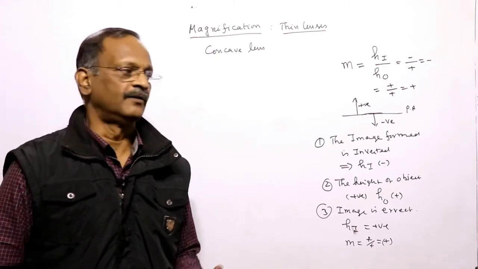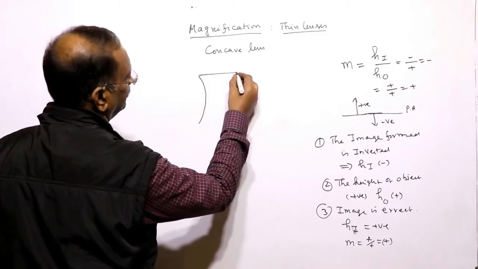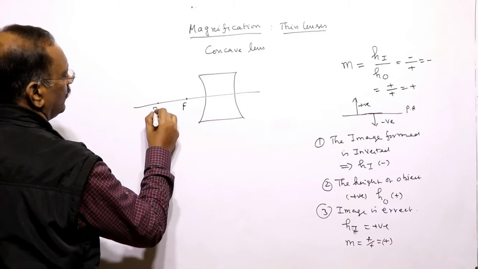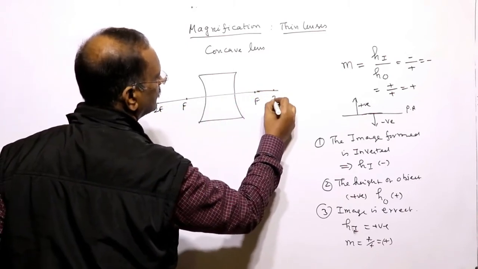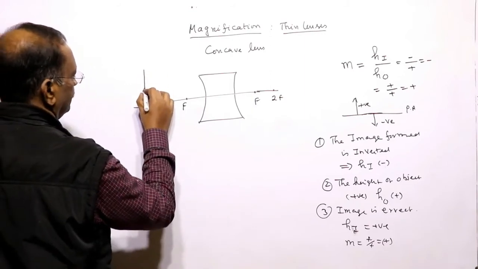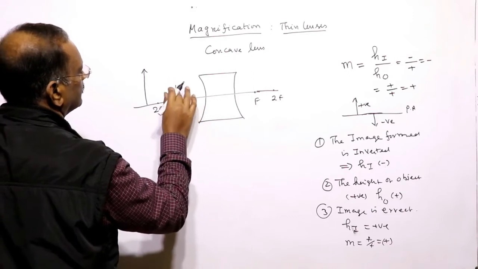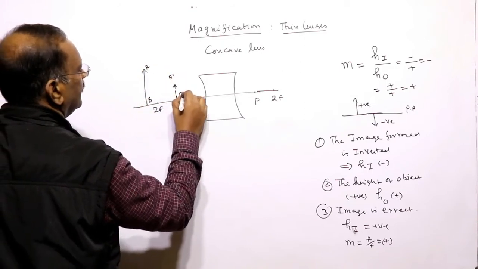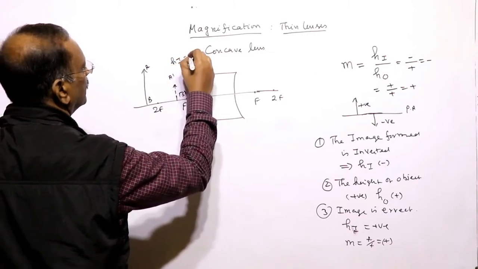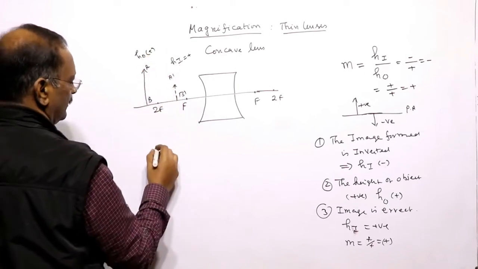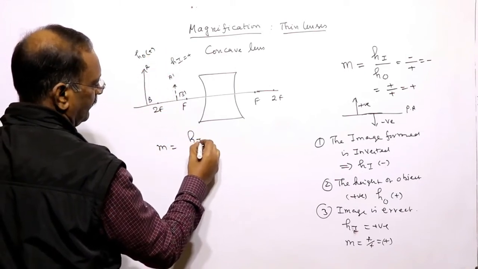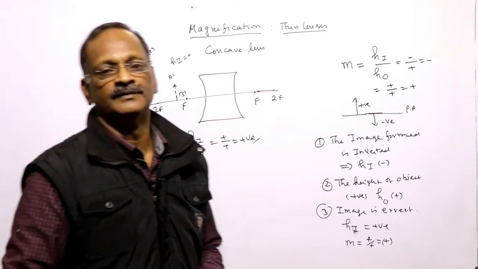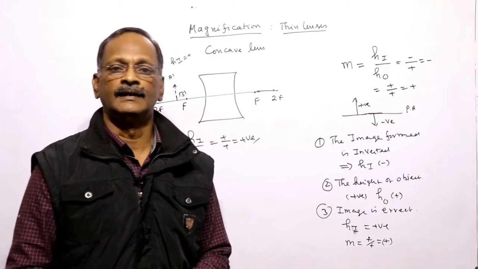For a concave lens, the object is kept anywhere in front of the lens, that is F, 2F, here also F, here 2F. Wherever the object is kept, a small, virtual image is formed. So the height of the image is positive and the height of the object is also positive. So magnification is equal to height of image by height of object, which is positive by positive, equal to positive. So magnification will be positive in the case of a concave lens.